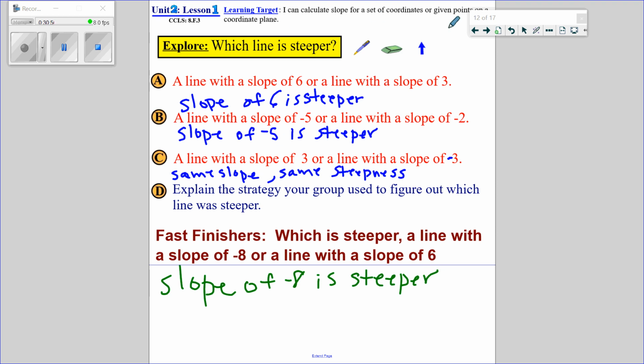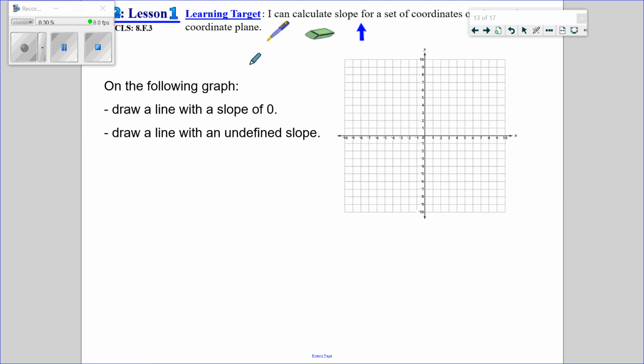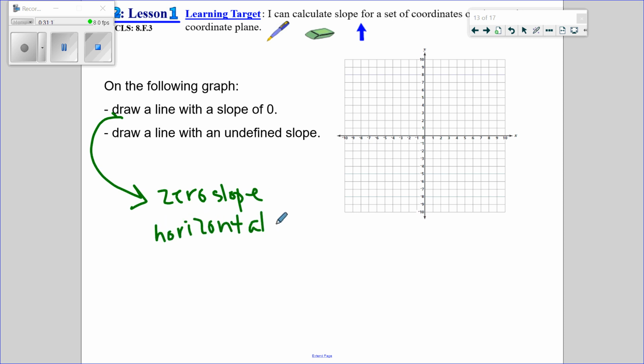Okay, so let's go to the next slide. On the following graph, draw a line with a slope of 0. I'm going to make a line from here, and a 0 slope is called a horizontal line. So now we're going to draw a line anywhere. Let's draw it over here. A horizontal line. Make sure you put arrows. And I would like to write that the slope is 0.